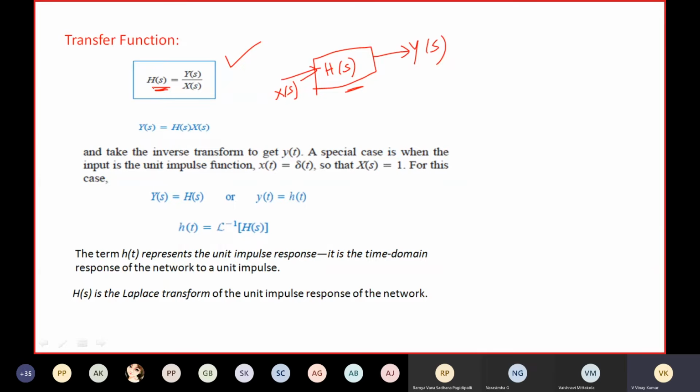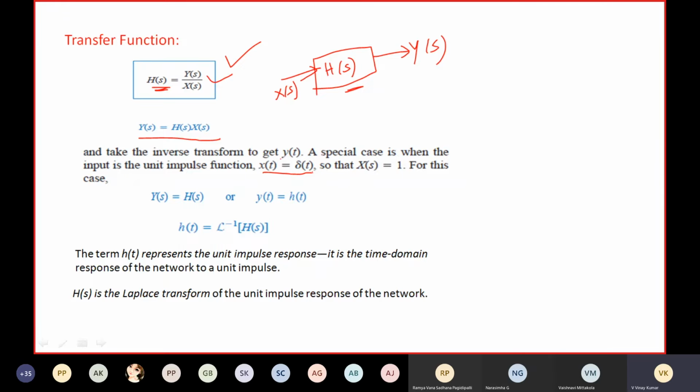If h of s is equal to y of s by x of s, then y of s is equal to h of s into x of s. Take the inverse Laplace transform to get y of t. Let us find the output in the time domain. So you do one thing.